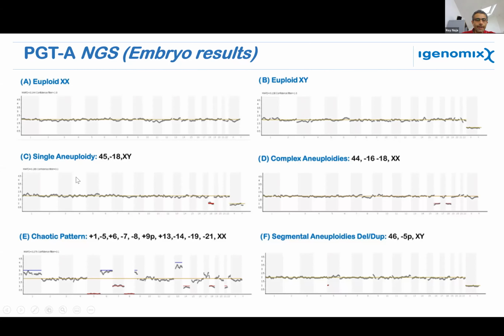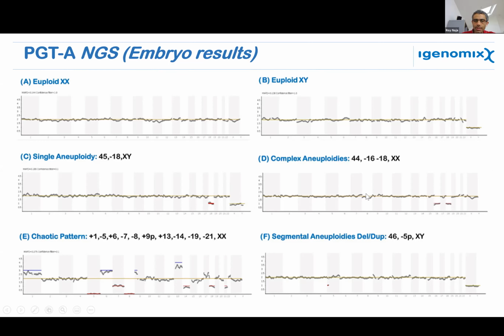Now, this embryo here shows a single aneuploidy, so it's an aneuploid embryo, where you can clearly see a loss in chromosome 18. So chromosome 18 has, instead of copy number 2, a copy number 1. So there's a loss of chromosome 18. So it's a 45 minus 18 XY, a male embryo that has lost chromosome 18.